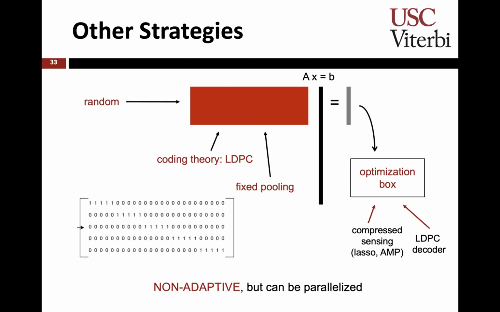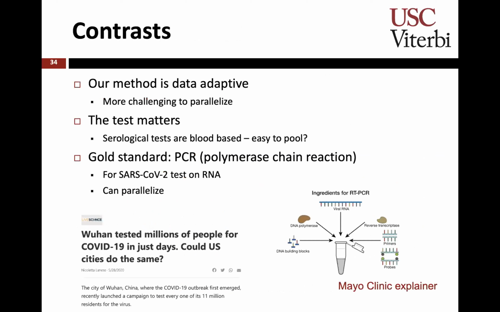So these are not adaptive strategies, but they can be parallelized. And so there are some benefits to using schemes like this. So again, our method is data adaptive, all right, but it's more challenging to make parallel. The kind of test that you use is actually going to matter. So it's easy to pool blood tests, but that's not how these blood tests are being applied right now. Right now you do a finger prick, it goes into a machine, it can be done while you're standing there. So how do we come up with mechanisms to pool these samples in a smart way?